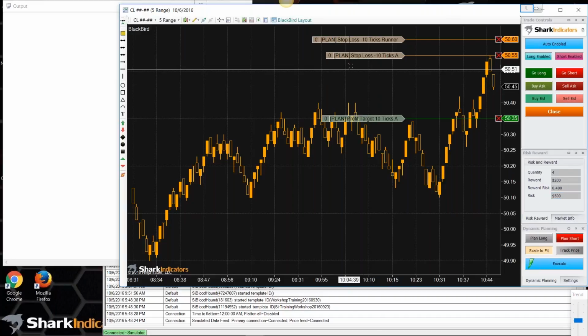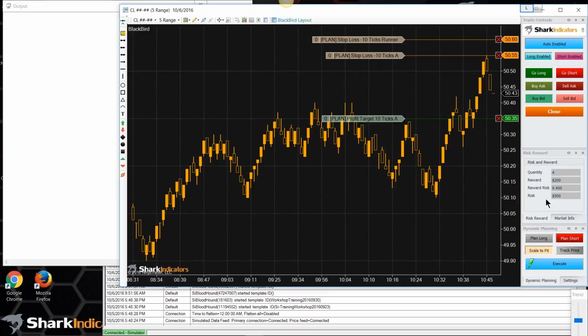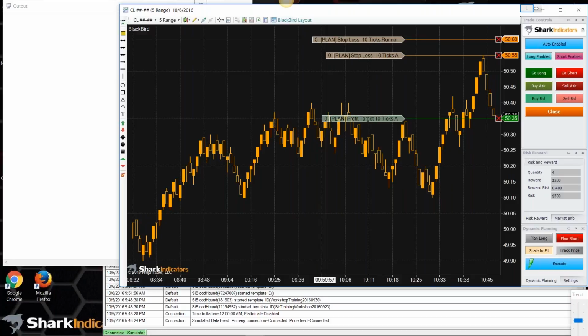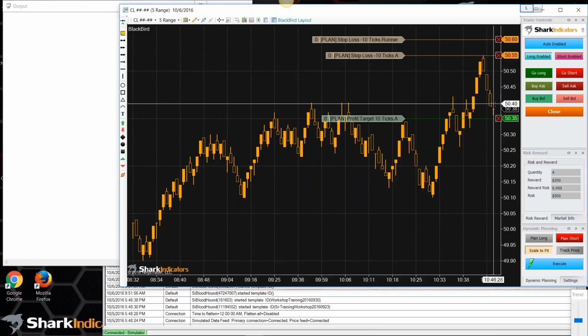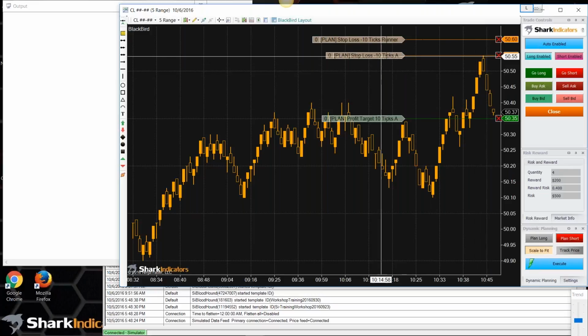And so as the risk changes, BlackBird is going to try to increase my risk as close to $500 as possible, but it will not go over $500 because that's my maximum risk. BlackBird will adjust the number of contracts in my OCO order sets to set a risk of $500. And since the market has moved away from my stop losses, the risk has increased a lot.